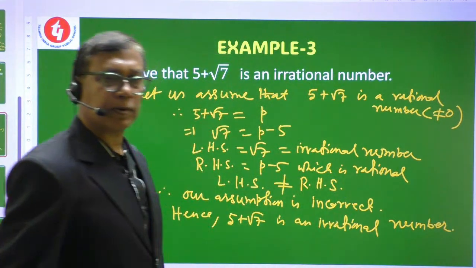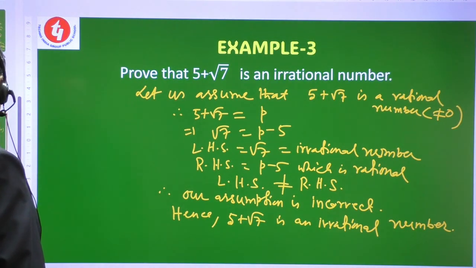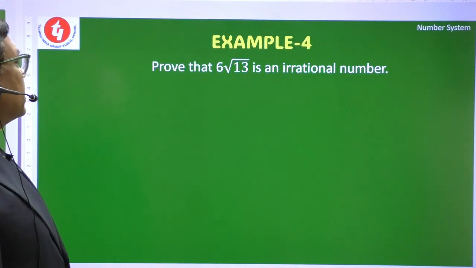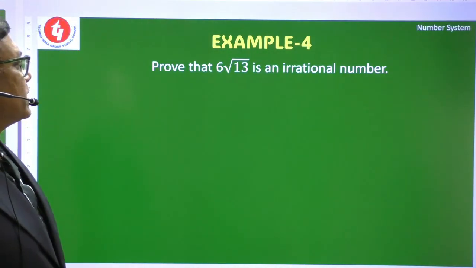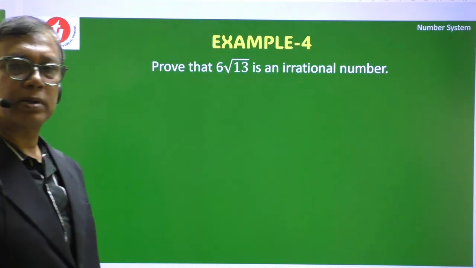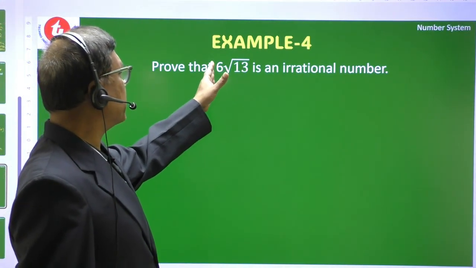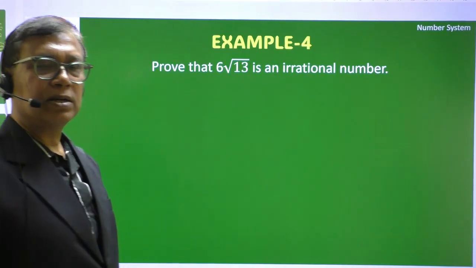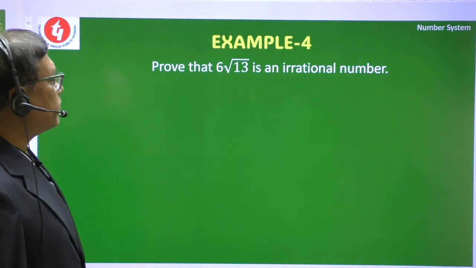Yes, we can prove like this. Now, one more example. Prove that 6 root over 13 is an irrational number. So here the number is what? Product of a rational number and irrational number. So how will we prove this kind of sum?